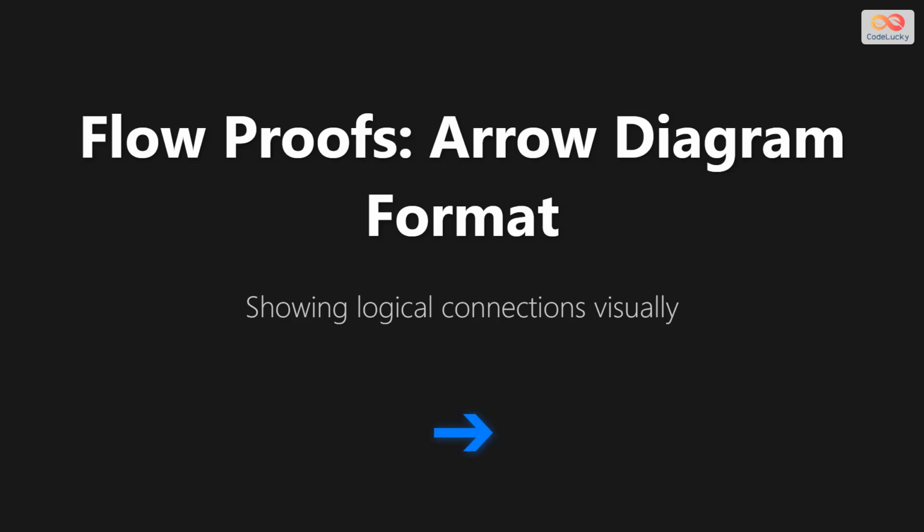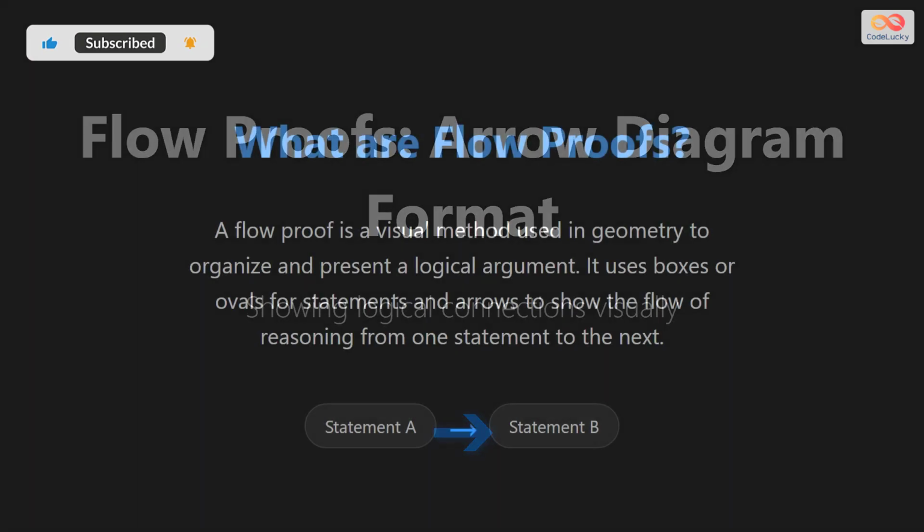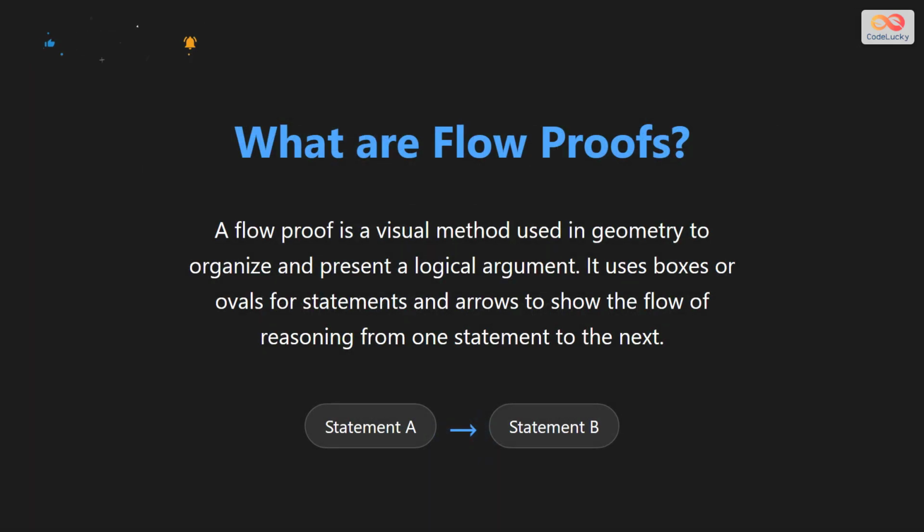Today, we're exploring a visual and intuitive way to understand logical connections in geometry using the arrow diagram format. So, what exactly is a flow proof? It is a visual method for organizing and presenting a logical argument. Instead of writing paragraphs or two-column tables, we use boxes or ovals to hold our statements. Arrows then guide us from one logical step to the next, showing the flow of reasoning.